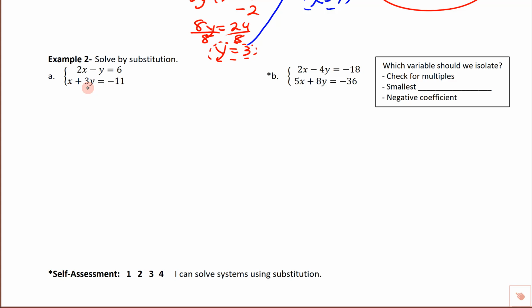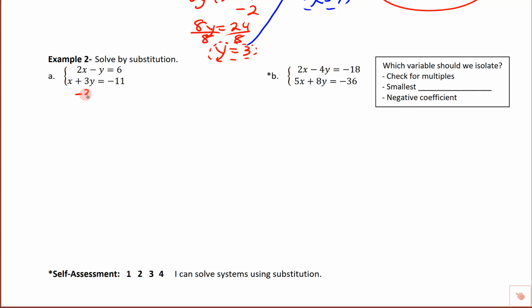I think everybody would agree this is probably the easiest one right here to get the x by itself, because this one has a negative on it, the y does. This one has a 2 in front of it, that one has a 3 in front of it. If you've got a coefficient in front there, that's going to end up making fractions when we try and solve for it. So this is going to be the easiest one.